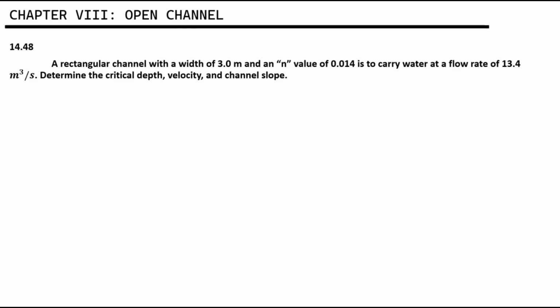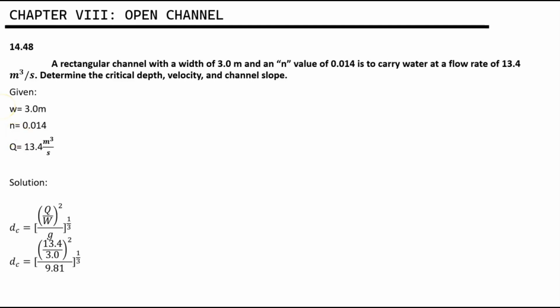Before we solve what is asked in this problem, we need to identify first the given values. We have the width, which is equal to 3.0 meters, the n value, which is equal to 0.014, and the value of Q, which is equal to 13.4 cubic meters per second. Now that we have identified all the given values, we can proceed to our solving.